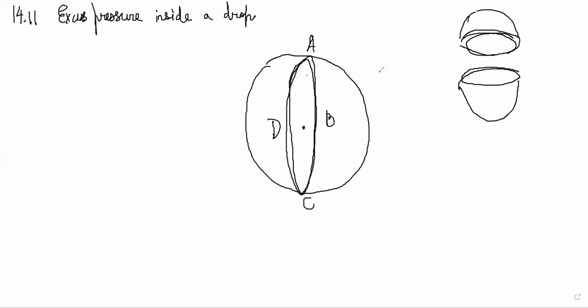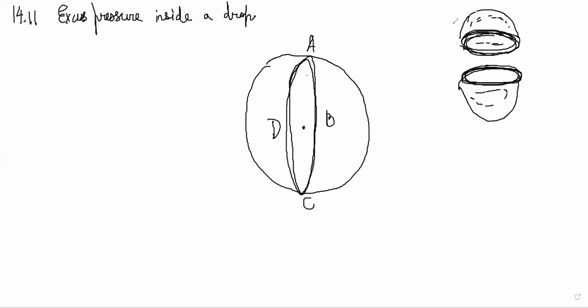Now each hemispherical surface will pull the other surface due to surface tension. This has a mass of liquid or bulk of liquid, and this has a bulk of liquid, but the surfaces are in contact here. This surface is in contact with this surface, right?